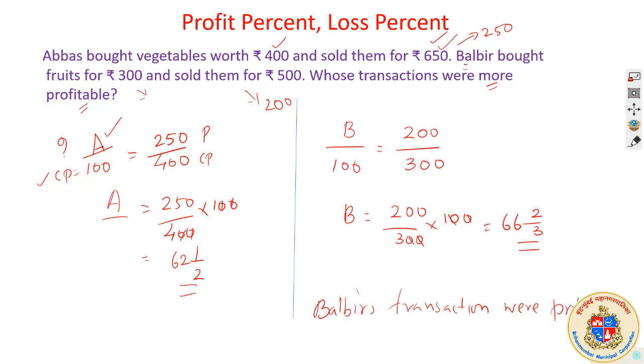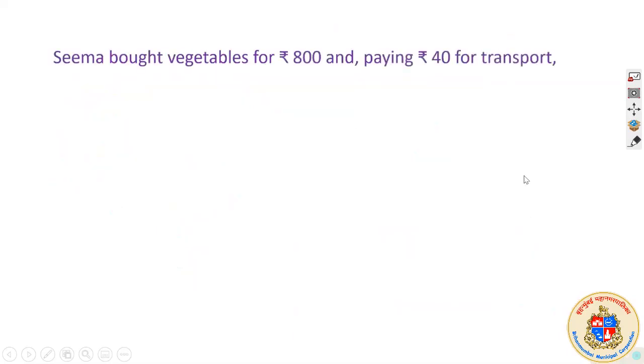This is the answer. How could we conclude that? Because 66 and 2 upon 3 is more than 62 and 1 upon 2. Understood, my dear students? So this is a classic example of comparing the profit, or finding out the percent of profit in order to compare the profit, and it is applicable for loss also. Sometimes it will be loss, and in some other cases we will try another such sum over here.